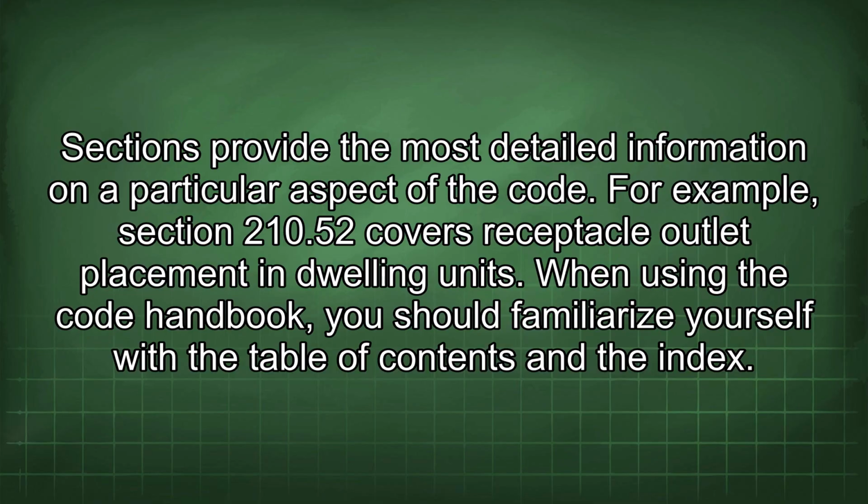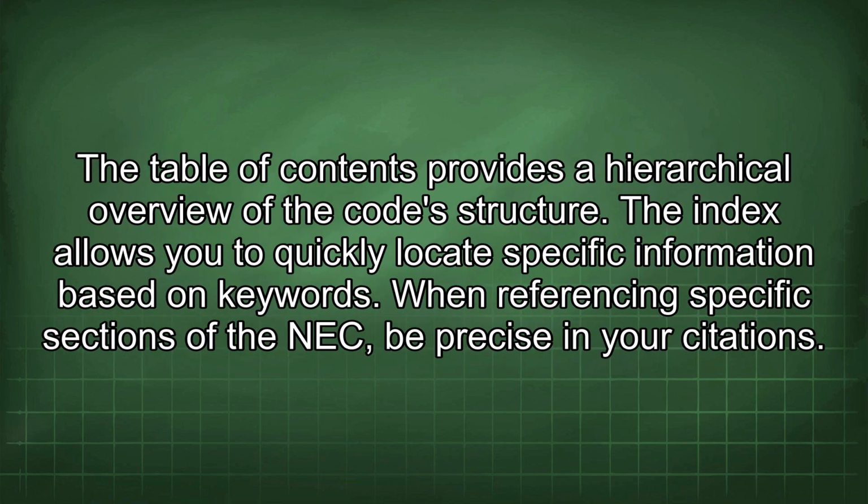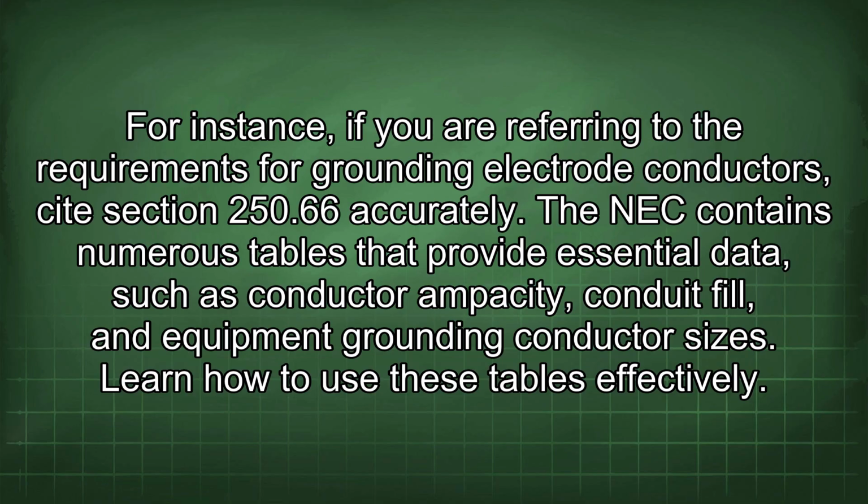When using the Code Handbook, you should familiarize yourself with the table of contents and the index. The table of contents provides a hierarchical overview of the code structure. The index allows you to quickly locate specific information based on keywords. When referencing specific sections of the NEC, be precise in your citations. For instance, if you are referring to the requirements for grounding electrode conductors, cite section 250.66 accurately.